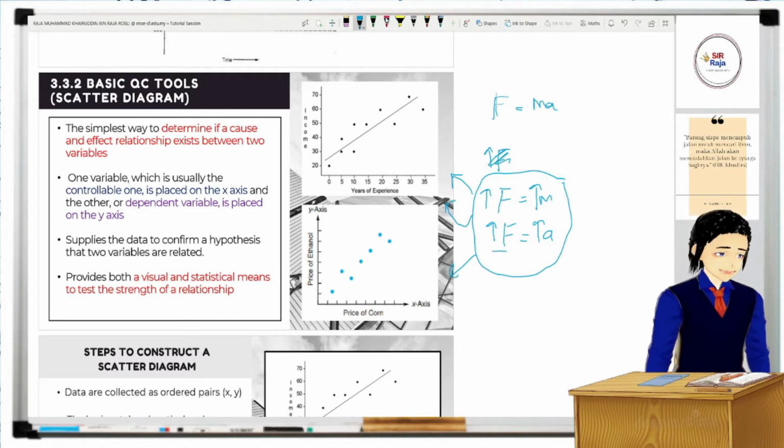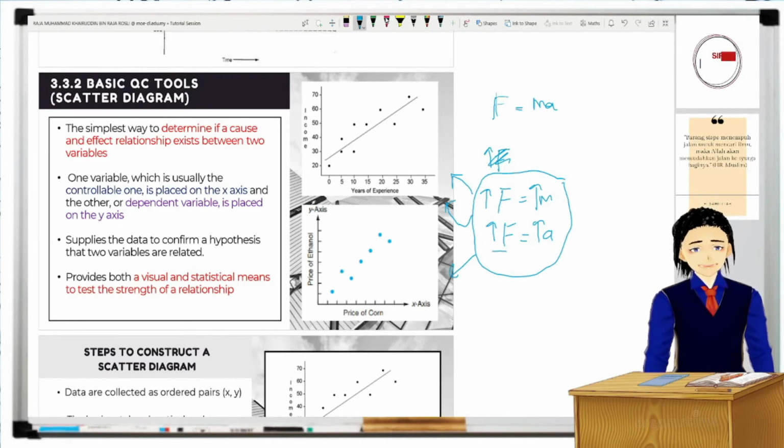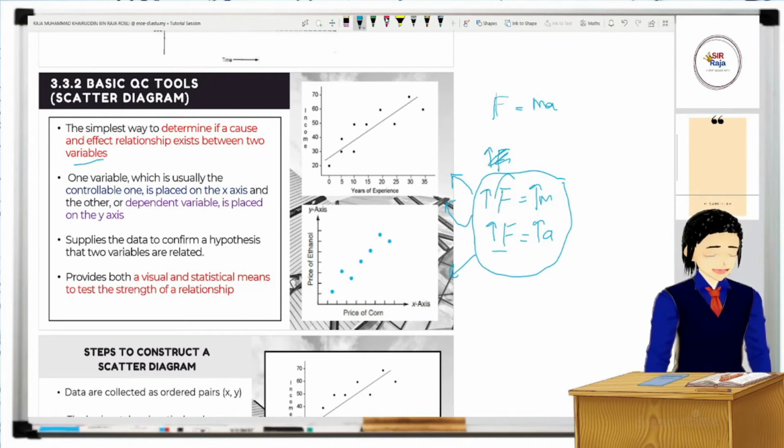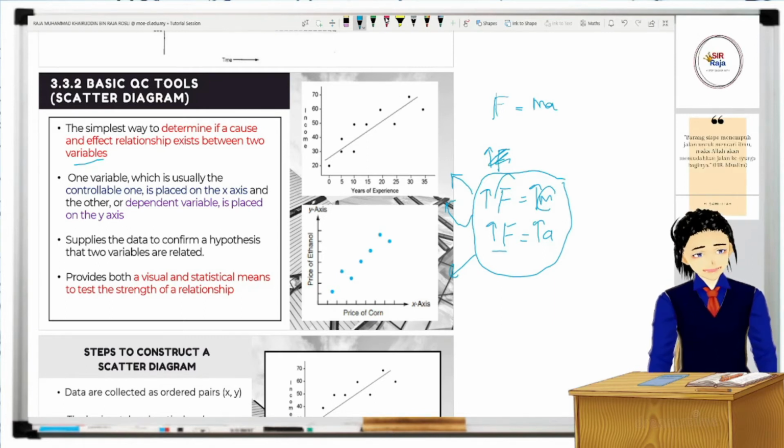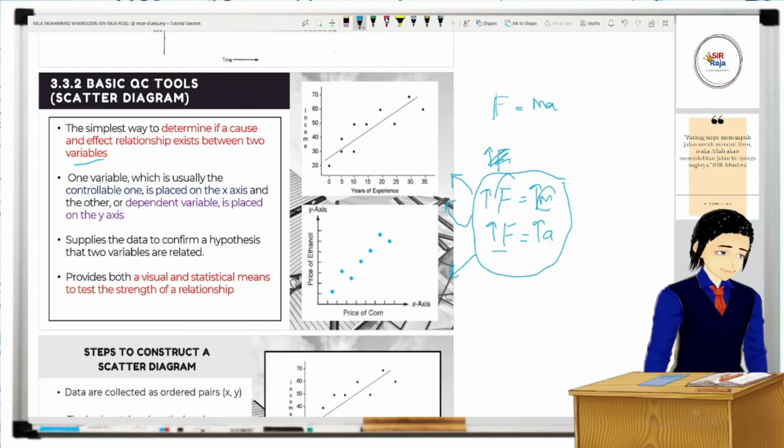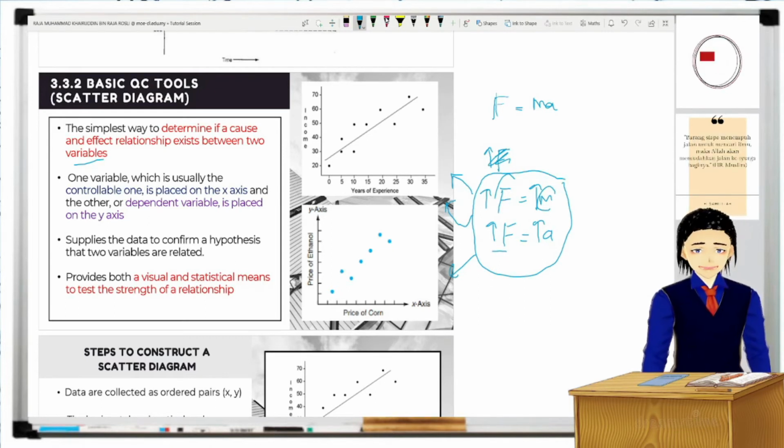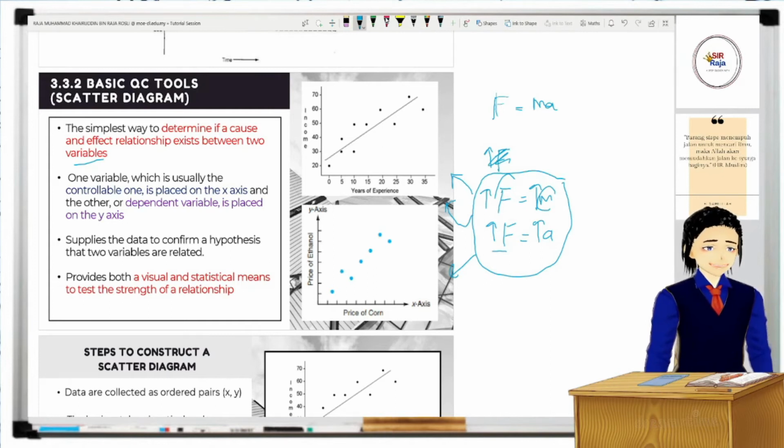So a scatter diagram is actually to verify. It is the simplest way to determine if a cause and effect relationship exists between two variables. So we have two different variables. We have F, one variable, and mass, M, is another variable. Do these two have a relationship? I mean, if F increases, M increases, or if M increases, F decreases, whatever relationship you want to call. So we want to see, do they really have a relationship?